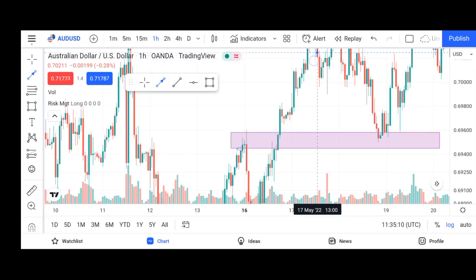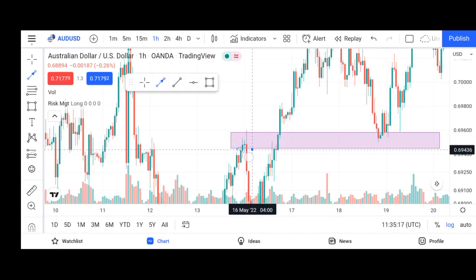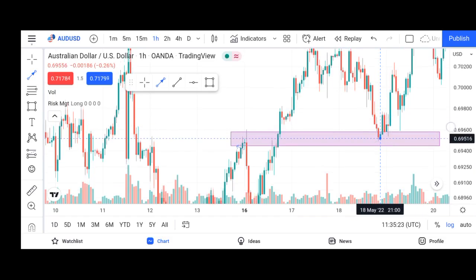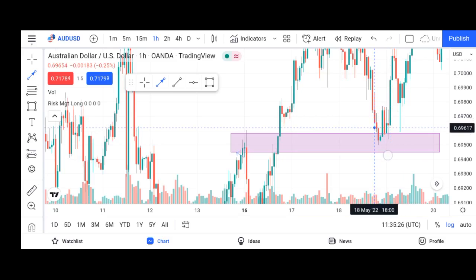The market went up to touch a support and a resistance at the top, then came back to turn that previous resistance area to a support. And that's when you enter your trade. Once you see a bullish engulfing candlestick, do you see that bullish engulfing candlestick? Yeah, you enter your trade and you see what happened.